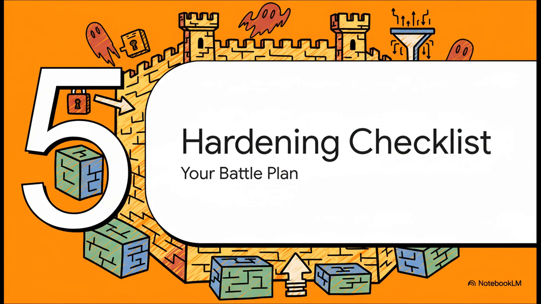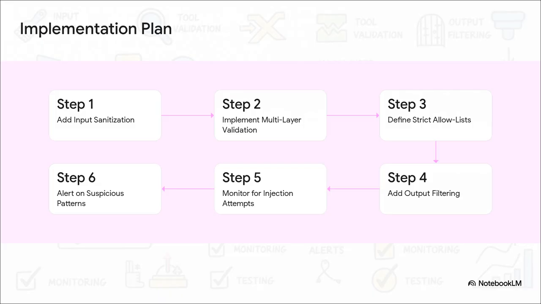All right, we've covered the strategy and the tactics. Now let's pull it all together into an actionable battle plan, a checklist you can use to secure your own applications. Here it is, your 6-step plan.